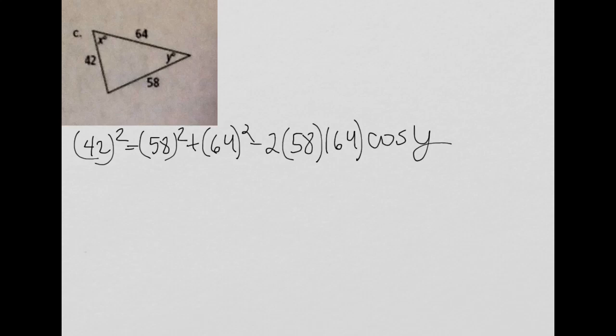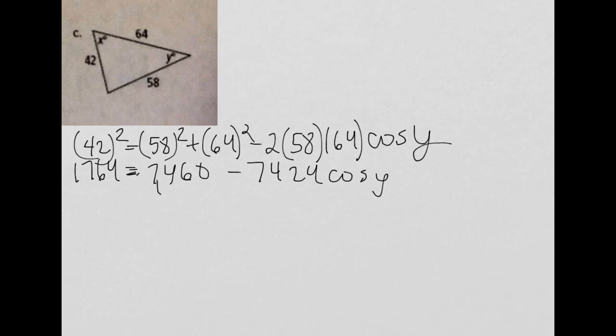Okay, 58 squared plus 64 squared, I get this amount. Then 2 times 58 times 64, I get this amount. And then 42 squared on the outside.